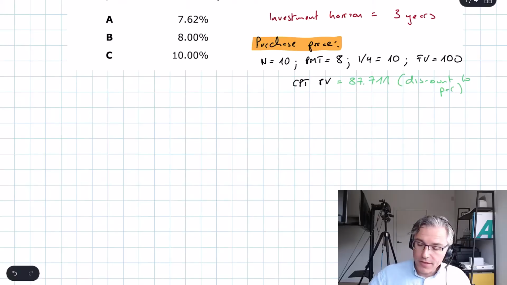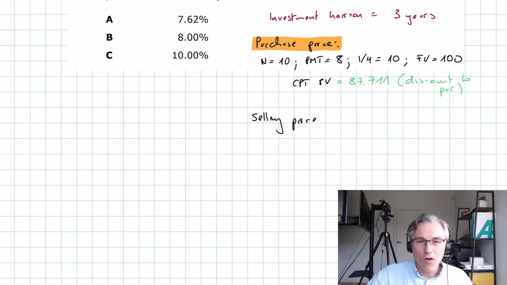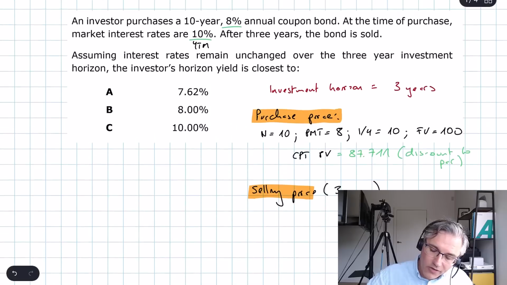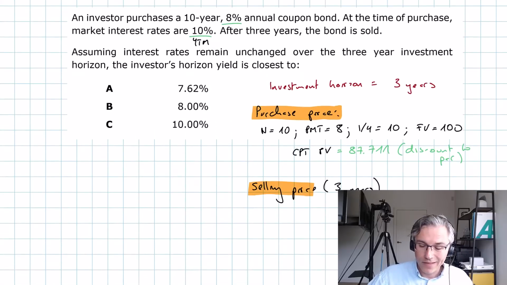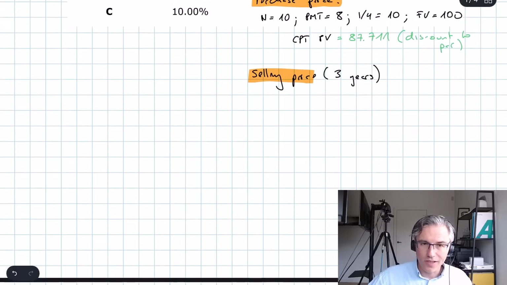Now the next thing we need to compute is the selling price. After 3 years are over, what would be the selling price or the sales price of that bond 3 years into its lifetime? Because I'm told that interest rates remain unchanged over the 3-year horizon, there's only going to be one input that I need to adjust, and that's N.